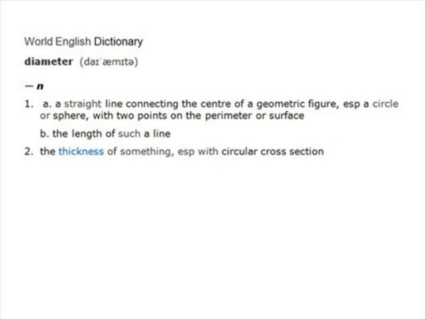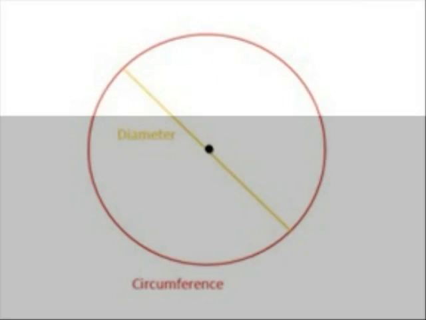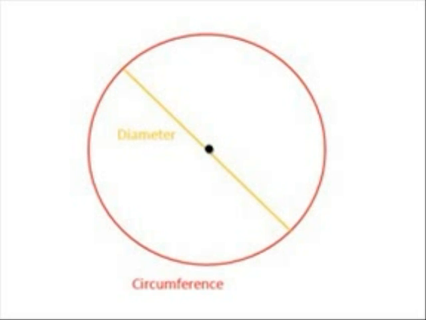Diameter: a straight line connecting the center of a geometric figure, such as a circle or a sphere, with 2 points on the perimeter or surface. The length of such a line. The thickness of something, such as the circular cross section. The diameter is a straight line through the center of a circle. I would have to measure across my pool to use the formula involving diameter.